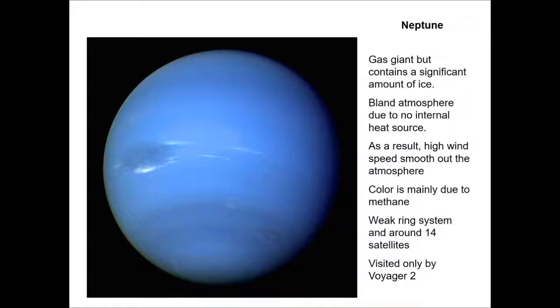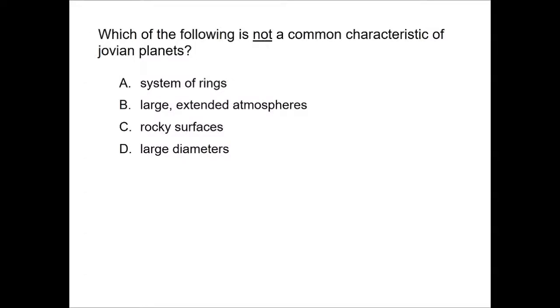So, all right. Which of the following is not a common characteristic of the Jovian planets? The answer here is C, rocky surfaces. None of those objects, you can't land on them, as far as we know. Maybe Uranus and Neptune have big chunks of ice you could land on, but it's not obvious to us. But they have ring systems, extended atmospheres, and very large sizes.